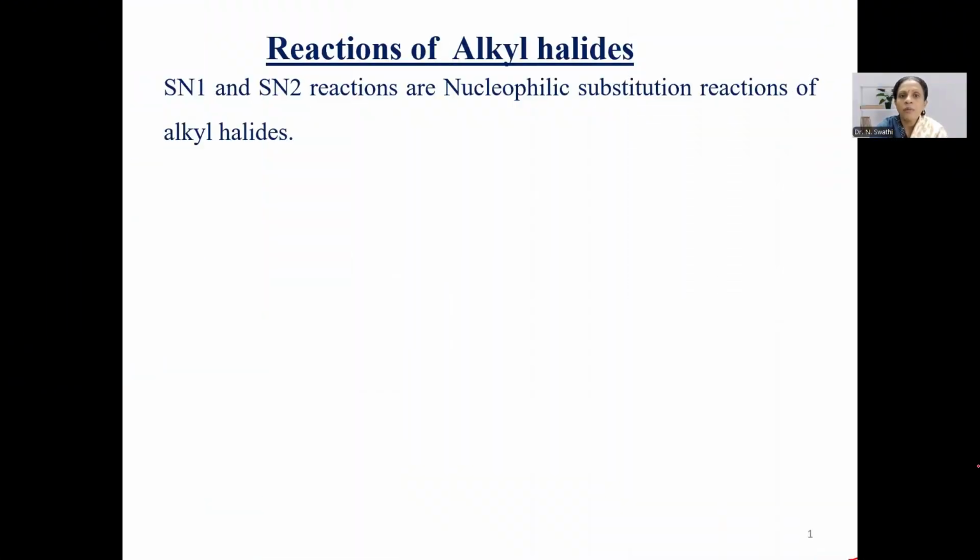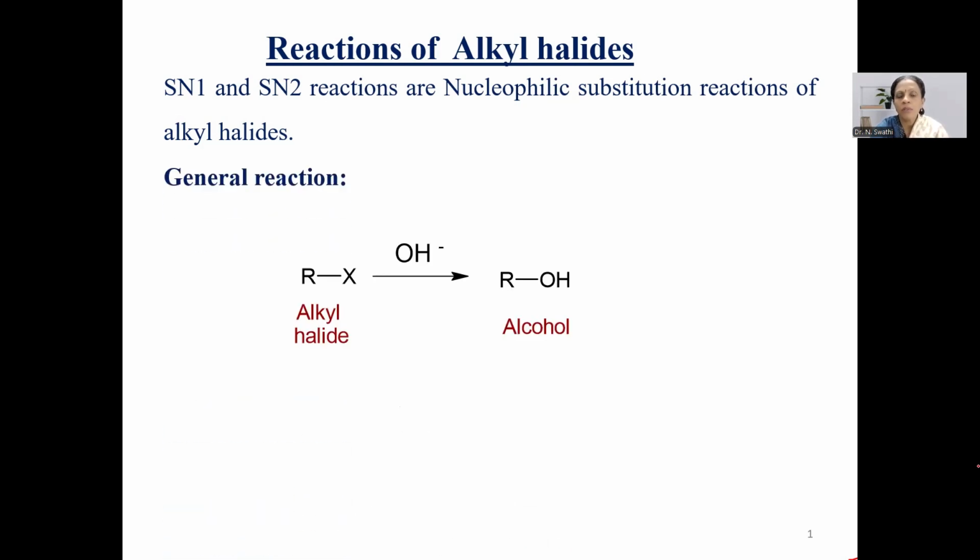SN1 and SN2 reactions are two types of nucleophilic substitution reactions of alkyl halides. Before we proceed into the details, let us understand the general reaction. Because these are nucleophilic substitution reactions of alkyl halides, the substrate molecule is an alkyl halide, with general formula RX. The nucleophile is the attacking group. Here I have written OH minus, the hydroxide ion, as the nucleophile.